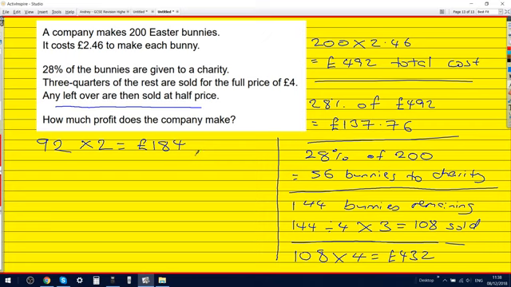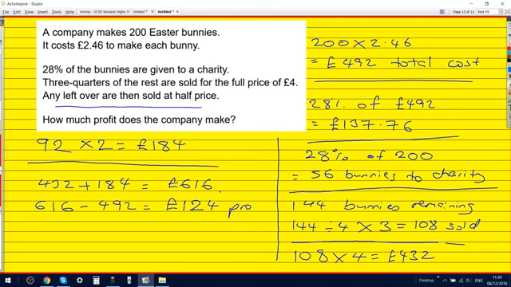Okay, how much profit does the company make? How would you work that out? Would you add 432 and 184? Yeah. And that is 616. Okay. So they make, take away 492. They make £124 profit. How much was it? 124. Pound profit. That's it. Well done. Okay, so that's a tricky one.